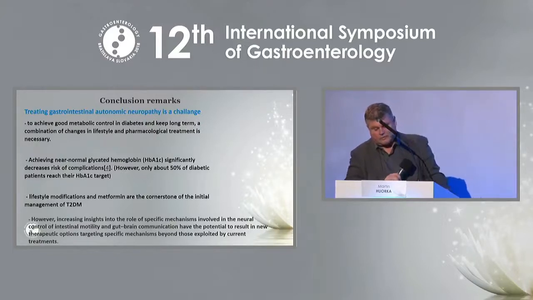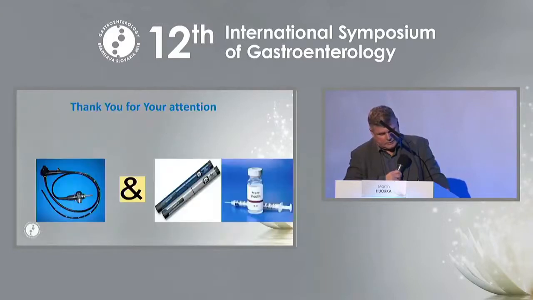However, only about 50% of diabetic patients reach their HbA1c target. Lifestyle modifications and metformin are the cornerstone of the initial management of type 2. However, increasing insights into the role of specific mechanisms involved in the neural control of intestinal motility and gut-brain communication have the potential to result in new therapeutic options targeting specific mechanisms beyond those exploited by current treatments. And indeed, of course, good or excellent cooperation between gastroenterologists and diabetologists is needed.